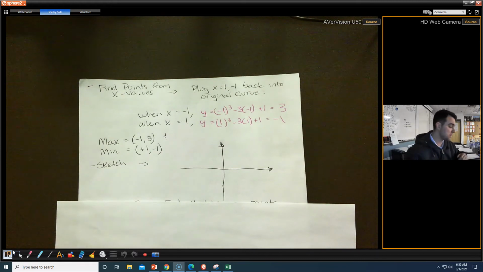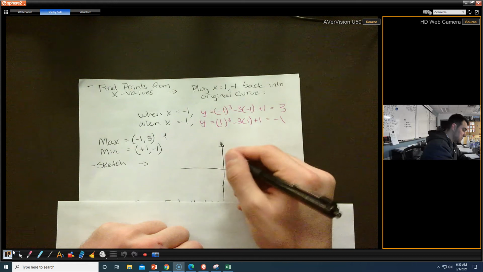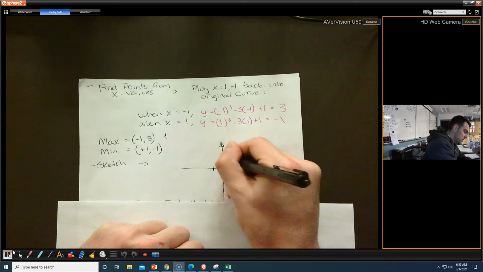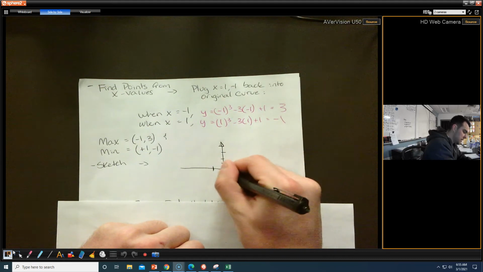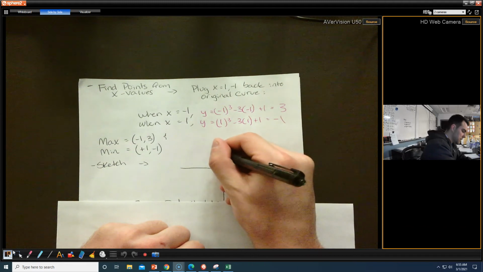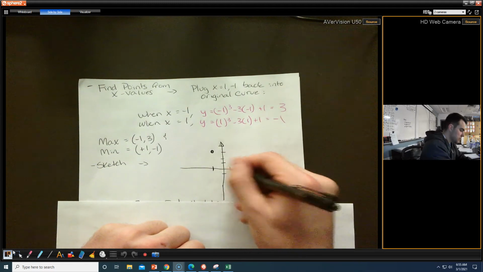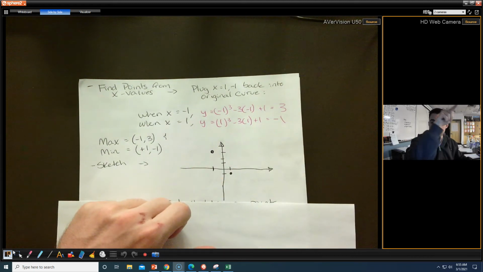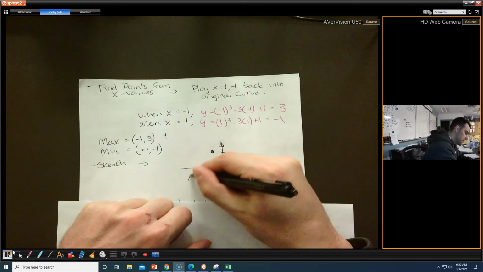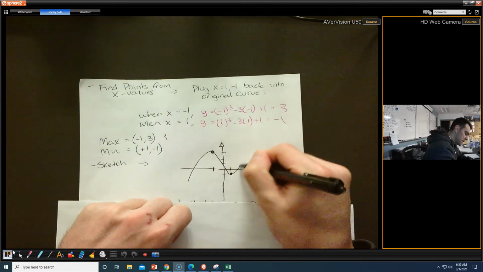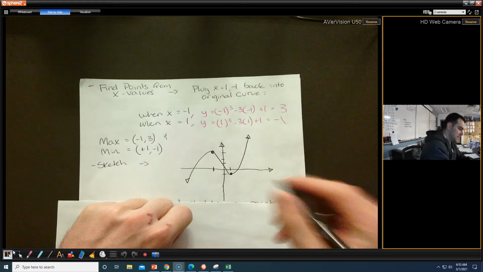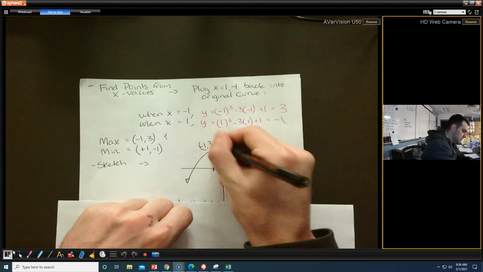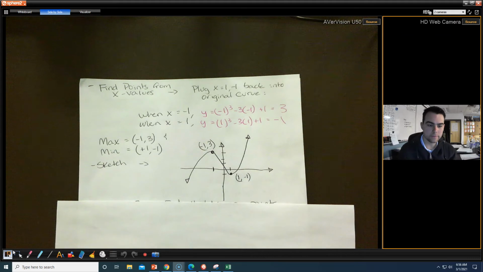You can also make an XY table, but just knowing that gets me pretty far, because I know, let's see, -1, 3, and +1, -1. So at (-1, 3) is right up here. (+1, -1) is down here. So I know there's a max here, a min here, and I know it does one of these. So it's going to come up like this. It's going to dip back down. It's going to go back up like this. And it's a rough sketch, but it's a sketch. And that one's done. Okay.